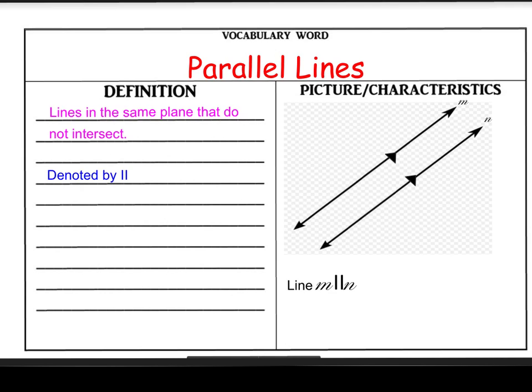Okay, our first vocab word for Unit 2 is parallel lines. By definition, these are lines in the same plane that do not intersect. The notation used are two little vertical lines as shown. I have my line M is parallel to line N. Go ahead and pause the video and write this down on the next open spot in your GeoBook.